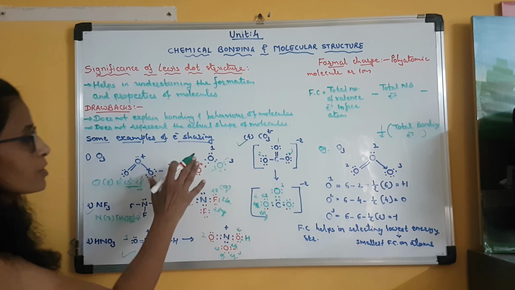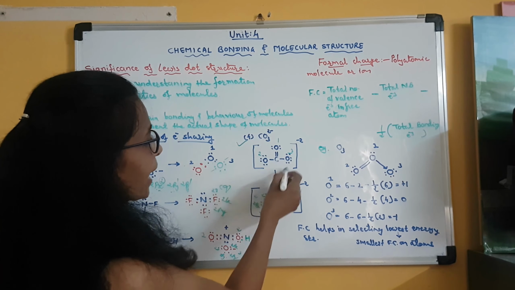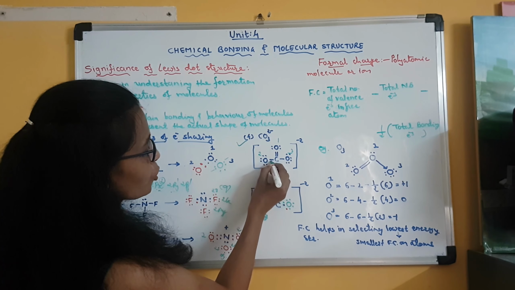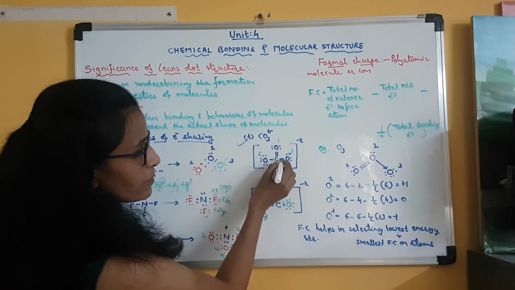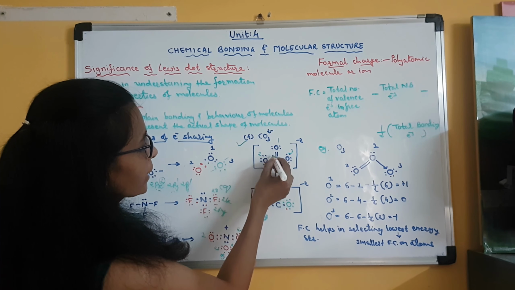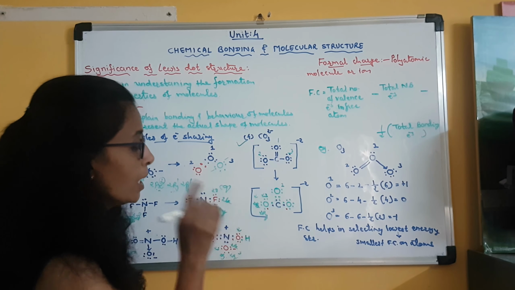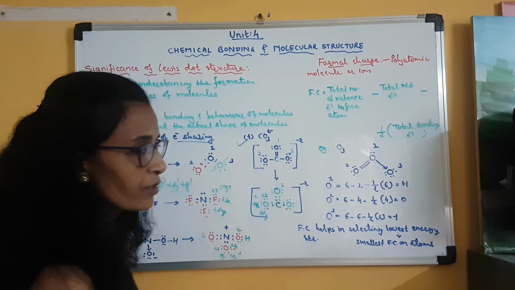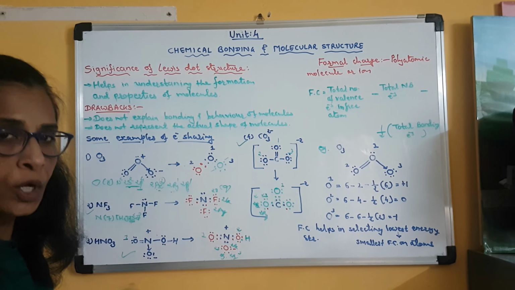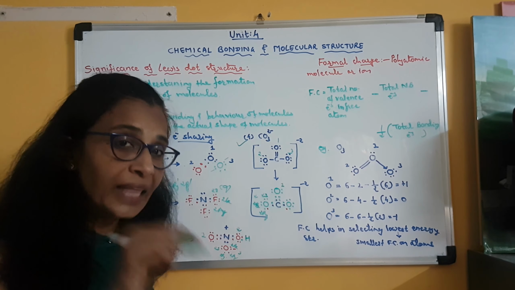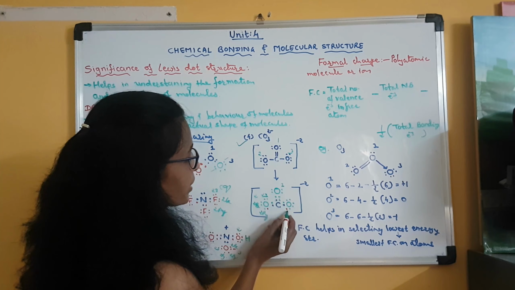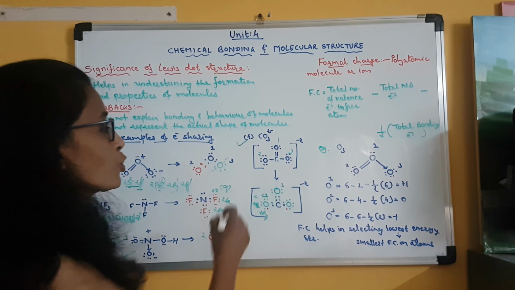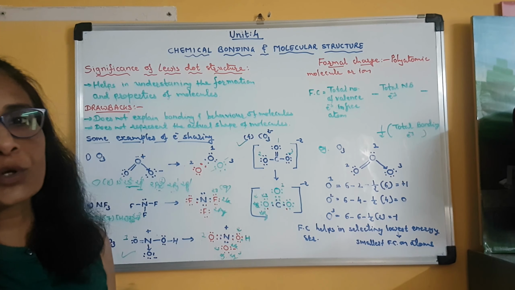Clear? Here also, like ozone, we can change the position of the bonds. The double bond you can show here and these 2 oxygen atoms single, or the double bond here and these 2 oxygen atoms single. But remember one thing, that whichever oxygen atoms you show by single bond, on that oxygen only you have to put the extra electron, not on the oxygen with the double bond. Clear? So this is the structure of the carbonate ion.